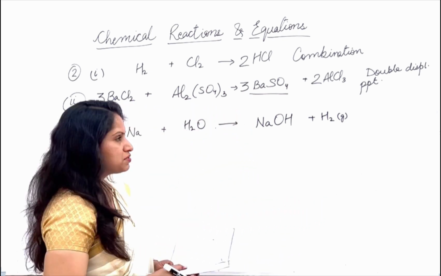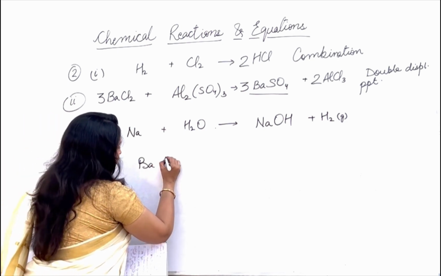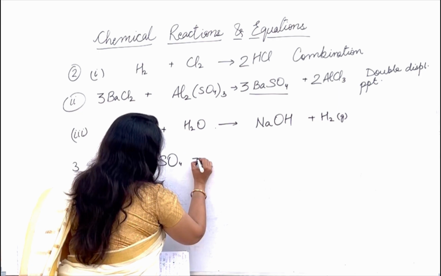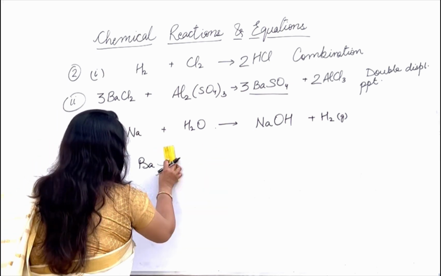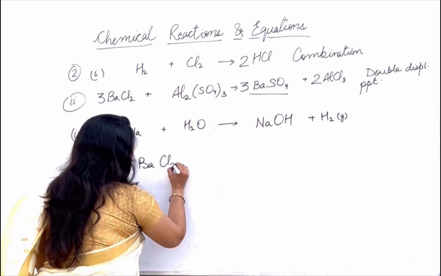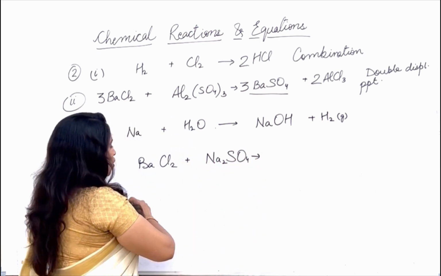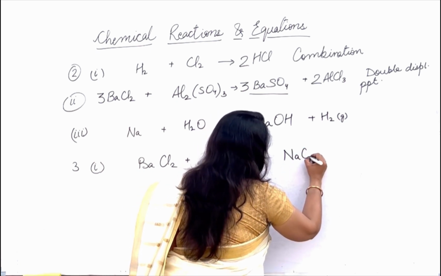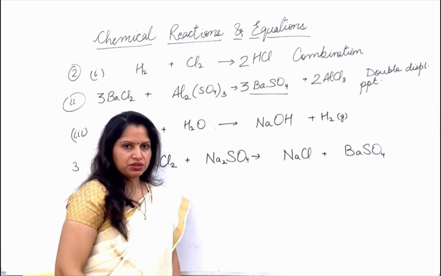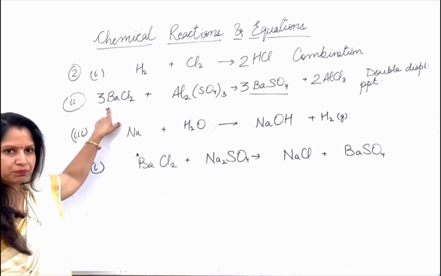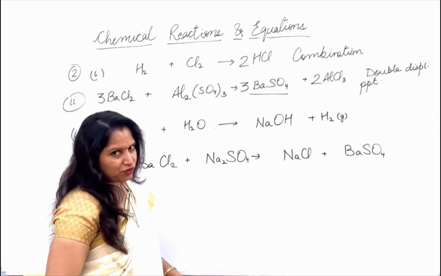Barium chloride and sodium sulfate are there. Question number 3, first part. Barium chloride is there, and it's reacting with sodium sulfate to form sodium chloride and barium sulfate that is formed as a white precipitate. Okay, the reaction is quite similar to this one. Okay, and this reaction we have worked out in the experiment also. We have seen the experiment for this reaction only.